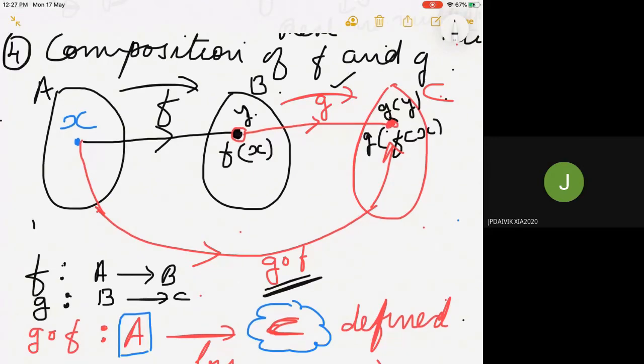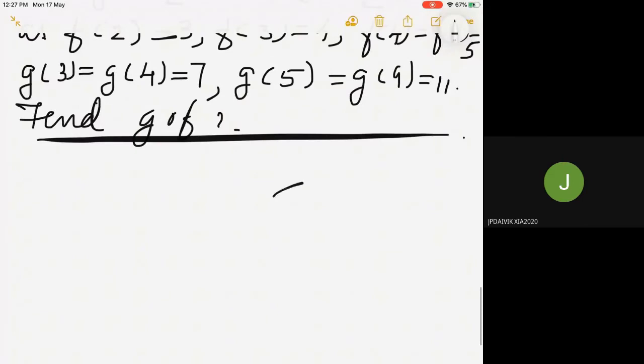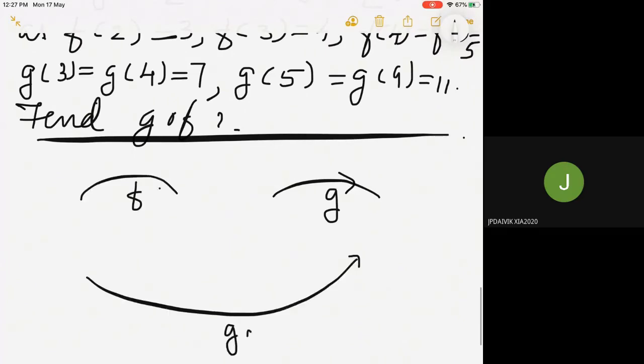So what you have to write now for finding out g dot f? इधर हमारा g होना चाहिए, इधर हमारा f होना है. Then g dot f is defined like this. So now you can just imagine the three sets.